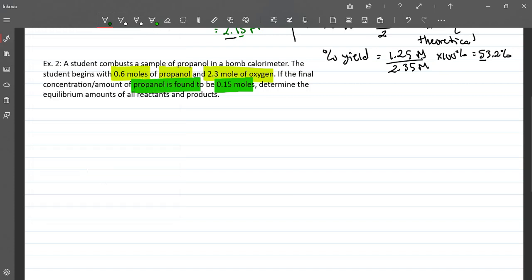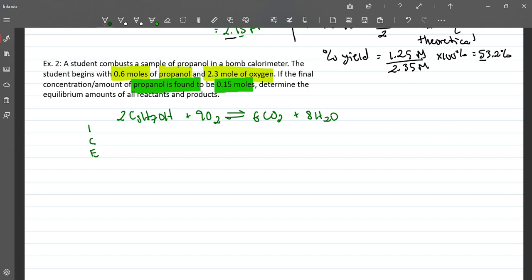As always, begin with a balanced equation. So take a moment, balance your equation. Propanol is from, well, you should be able to figure that out. It's from your organic chemistry unit, our first unit. Okay, so it looks like this. Now our ice table.